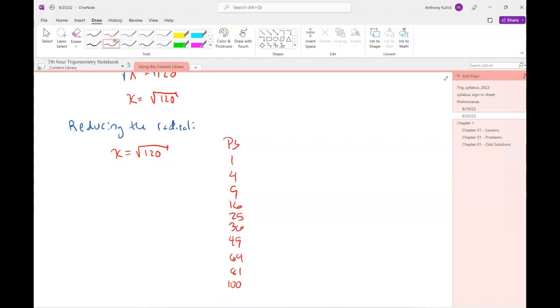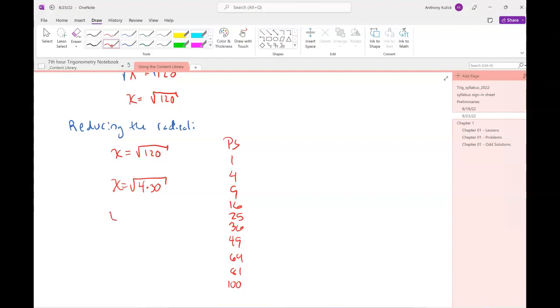Now 1, if we're reducing radicals, isn't going to help us any, right? Because 1 is a factor of everything. Are any of those perfect squares a factor of 120? 4 is, right? Because I know 3 times 4 is 12. Everybody's cool with that? So we can say that 120 is really 4 times 30. You can always just type in your calculator 120 divided by 4, and you just check each one.